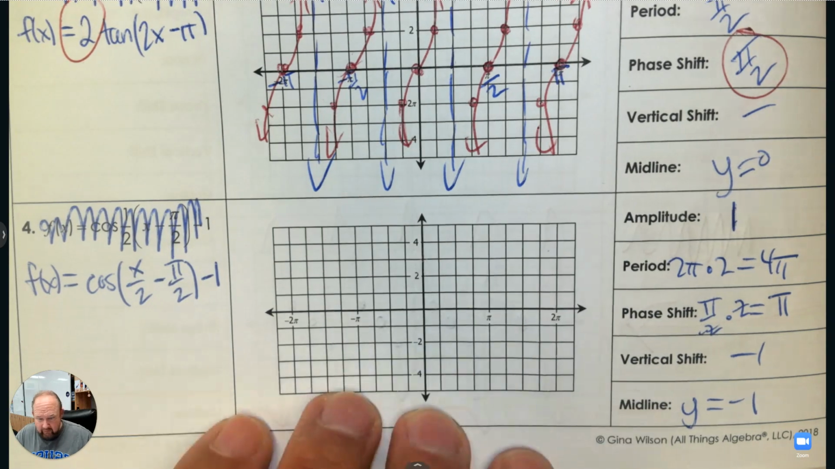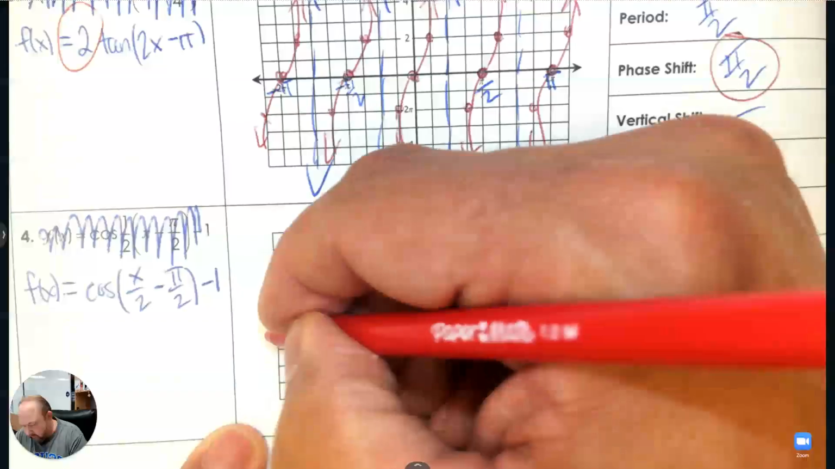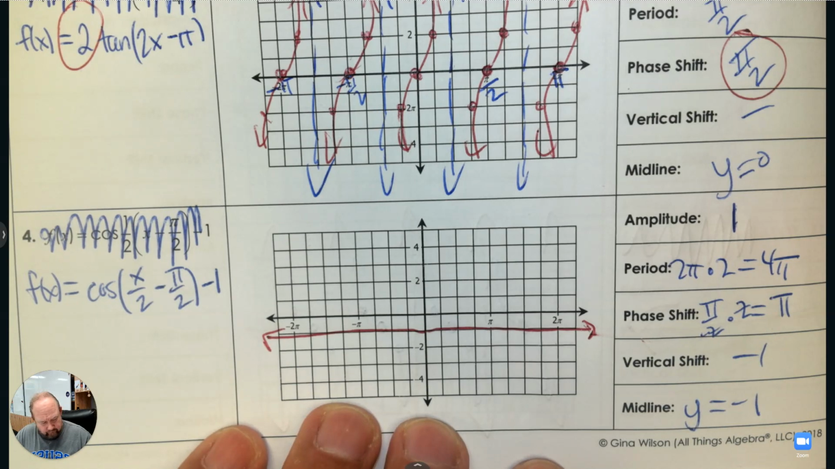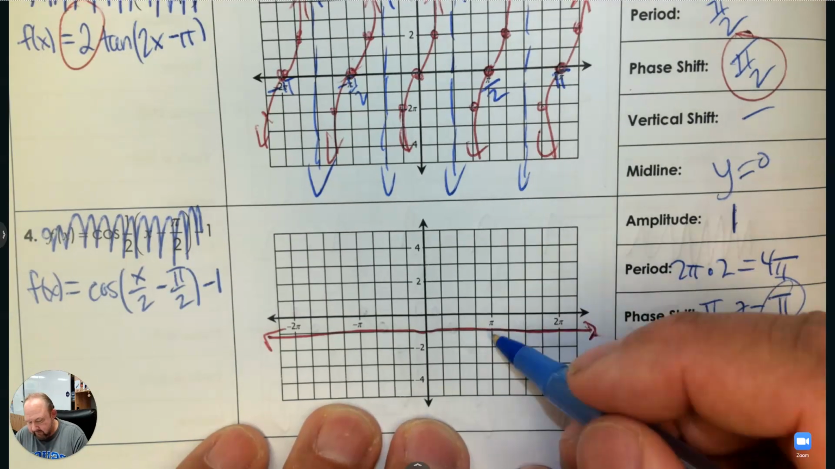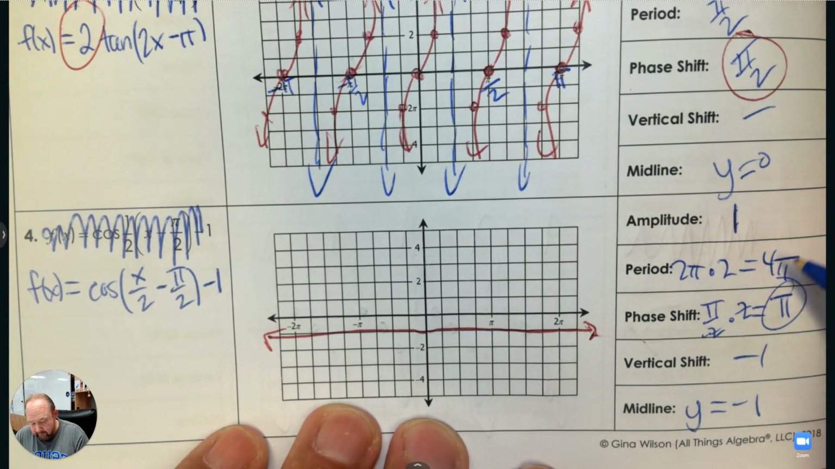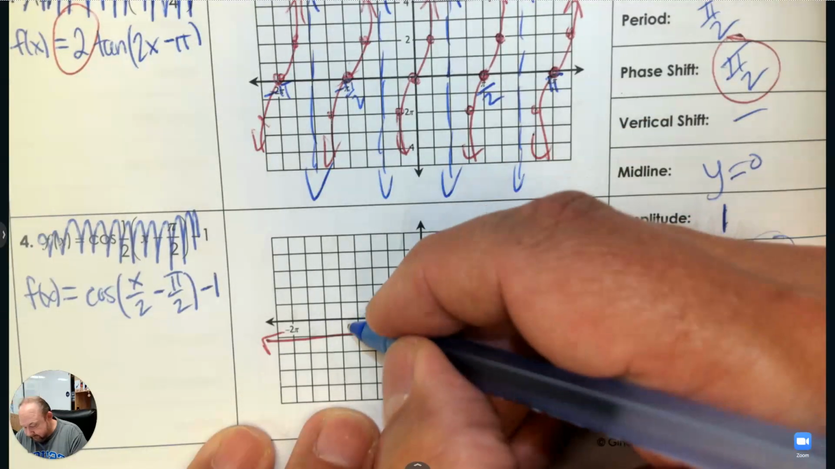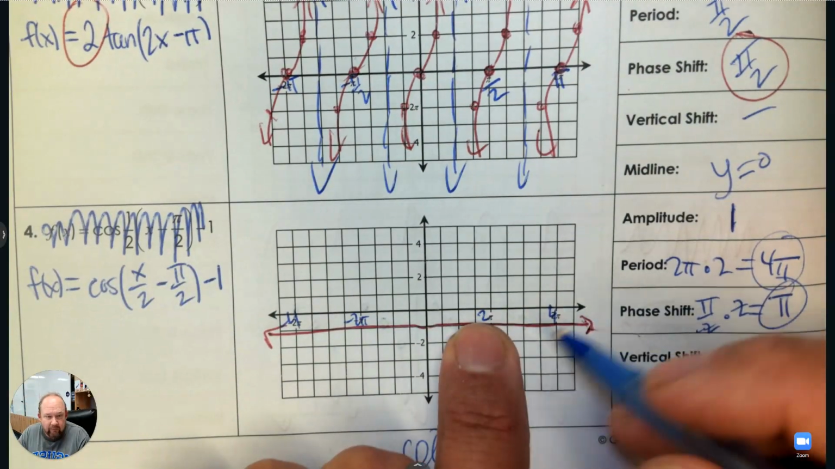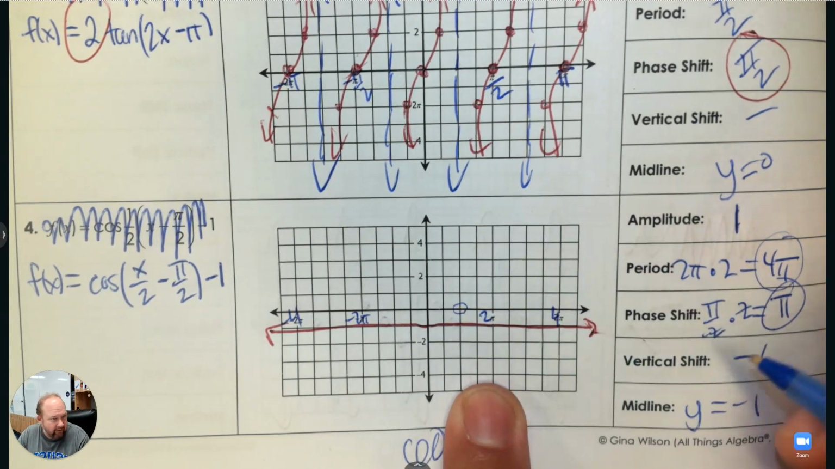Feel free to press pause, and see if you can start the graph or not, or if you need me all the way through, so be it. So there's the midline at -1. Go to the phase shift, which is pi. Our period is 4 pi, so we're going to change this to 4 pi and this to 2 pi.